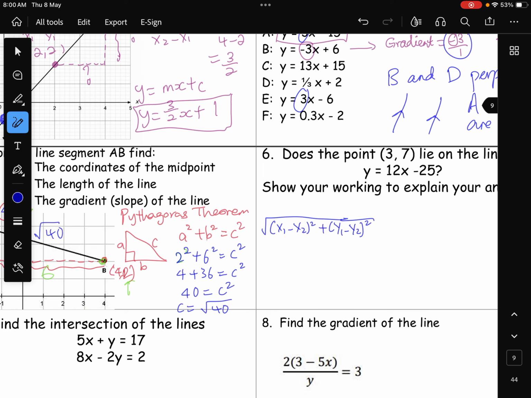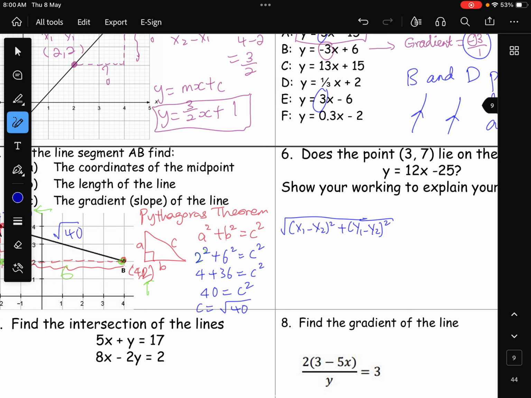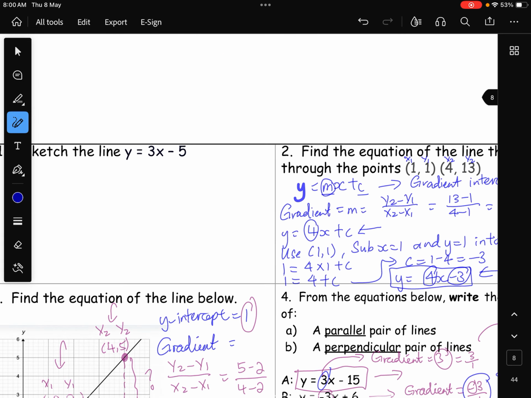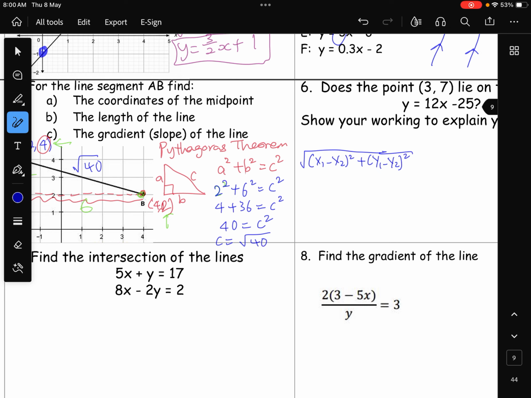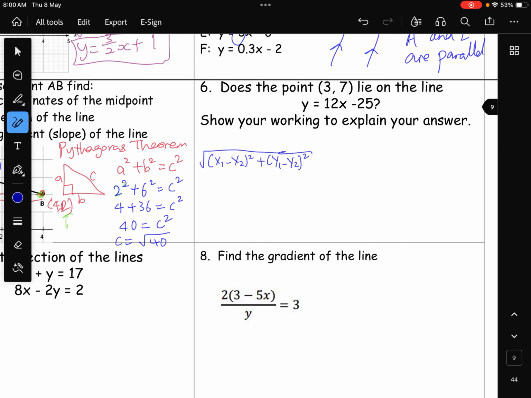It's just that they came up with the formula so that you don't necessarily have to draw a graph before you find the length of a line. Alright, hopefully that makes sense. Now I'm not going to do part C, which is the gradient, because we just talked about this in the earlier part, so you should know how to find the gradient when you're given 2 points just by simply using the formula. Alright, just a couple of things left to wrap up straight line graphs.